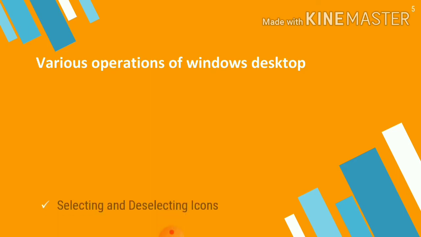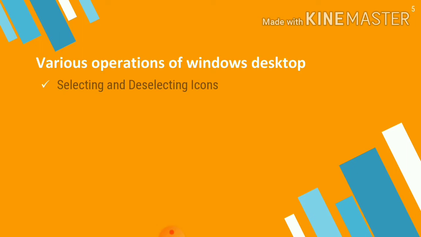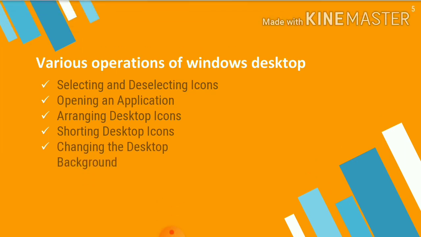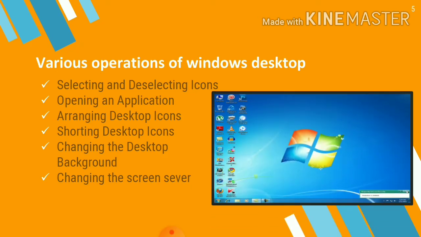In the Windows desktop, there are various operations. The first is selecting and deselecting icons, and then opening applications, arranging desktop icons, sorting desktop icons, changing the desktop background, and then changing the screen saver. So these are the various operations of Windows desktop. Now let me start with selecting and deselecting icons.